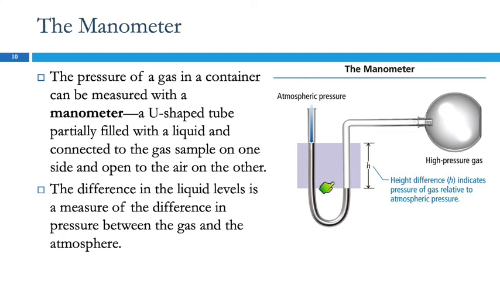We see a difference in the heights of the columns because atmospheric pressure pushing down here is less than the pressure inside pushing down here. And so we can find the difference in pressure. If we know what atmospheric pressure is from the barometer, then we can figure out what the pressure is in here.